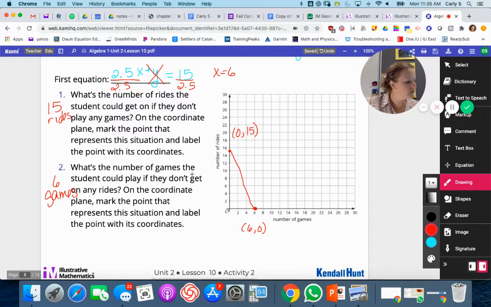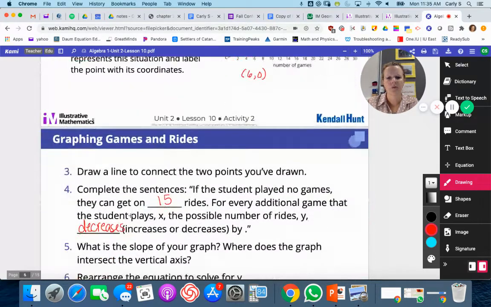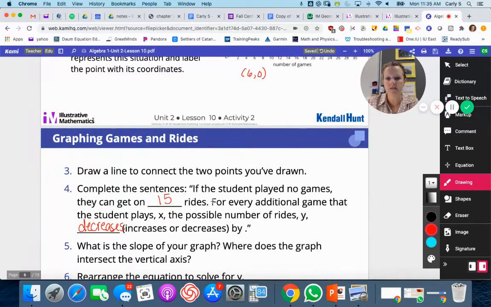15 divided by 6 is 2.5. Yep, I'm sorry, silly me. So for every additional game that the student plays, X, the possible number of rides, Y, decreases by 2.5. It should go right there.